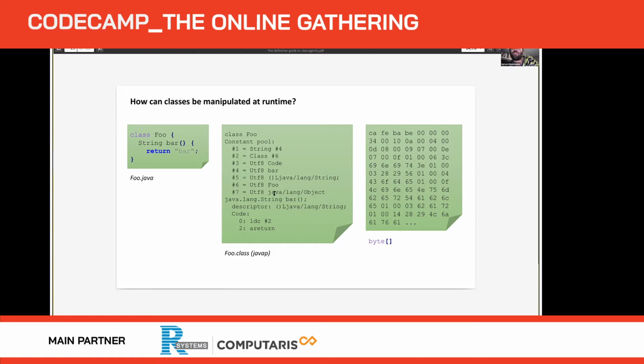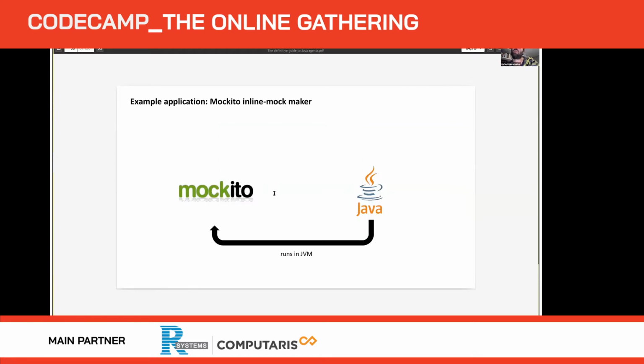And of course, you don't want to do this manually. You could read the specification and see what byte means what. But what you more likely will be doing is use a tool like ASM or Byte Buddy. And this is what we're going to look into for the rest of this lecture. But before we do that, just a tease of what you can accomplish with that.